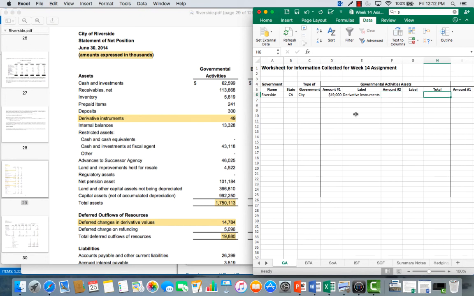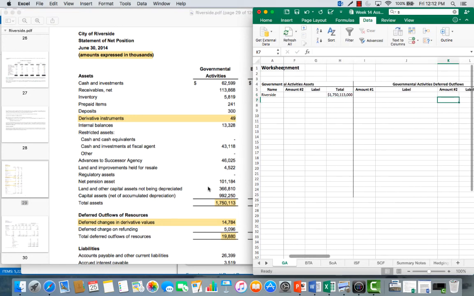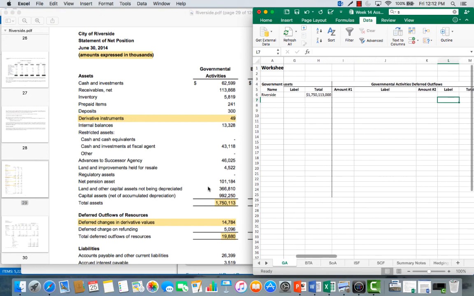And then, if there is at least one listing among the assets, then I'd like you to put in the total assets, which are this amount right here. So it's 1750113, and remember this is in thousands, so 1, 2, 3, add some zeros to the end. There you go. The next group here, and you'll see that as you scroll across, you'll still see what the name of the government is here. So as you're adding governments, you'll be certain that you're on the right line.